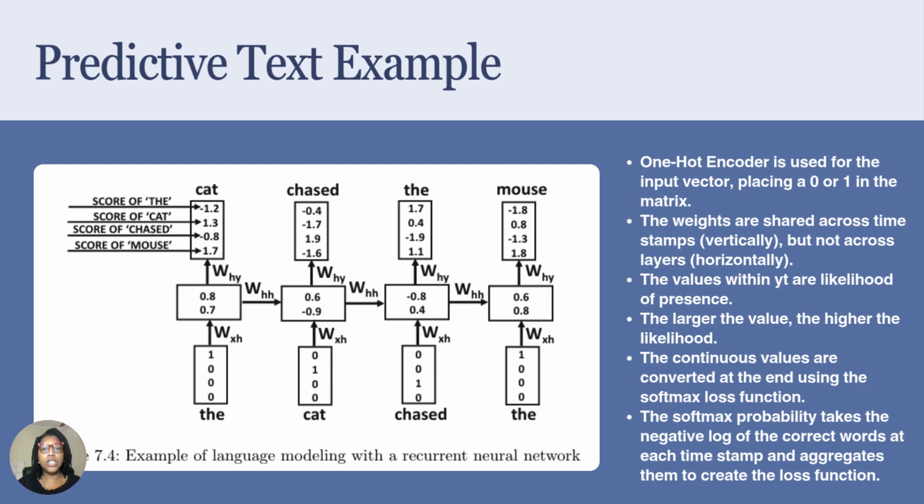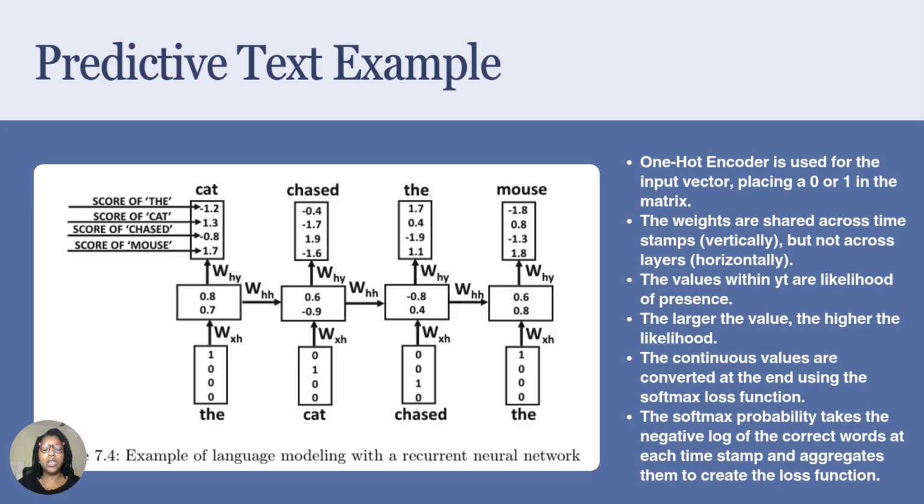As I mentioned, the weights are shared across the timestamp vertically, but not across the layers. The layers, the weights are updated here, whereas vertically, they are shared throughout the timestamp. But for the next layer, there is an updated weight that goes along with it.